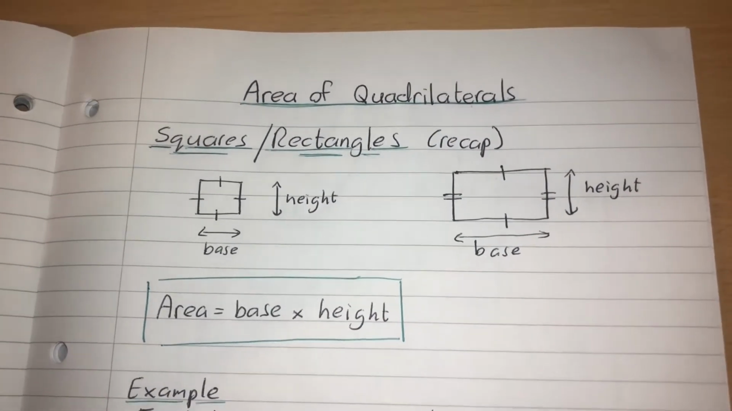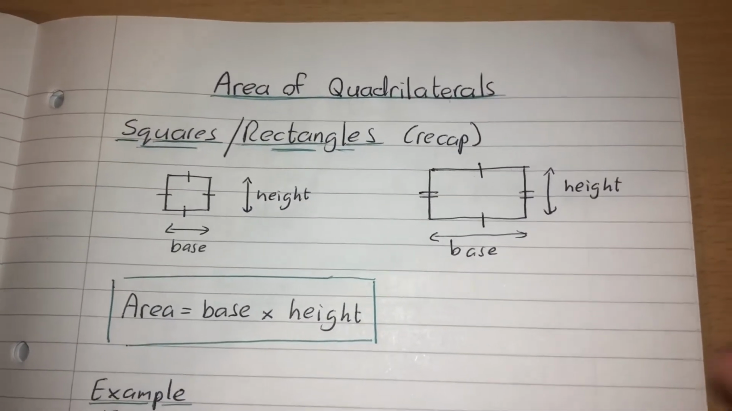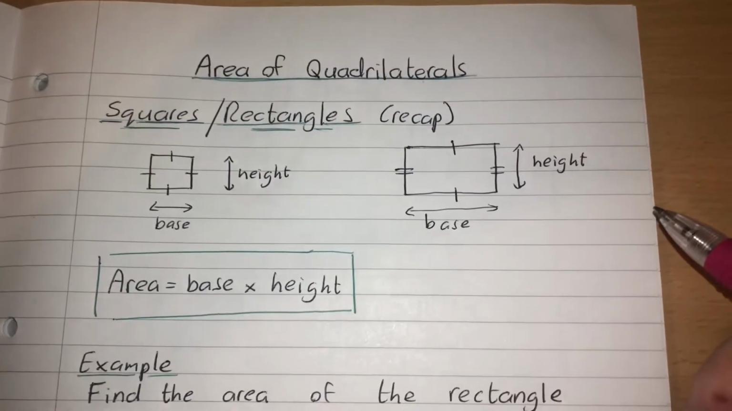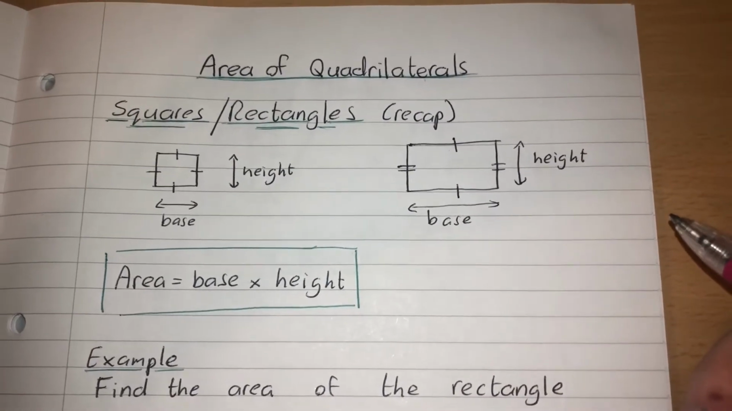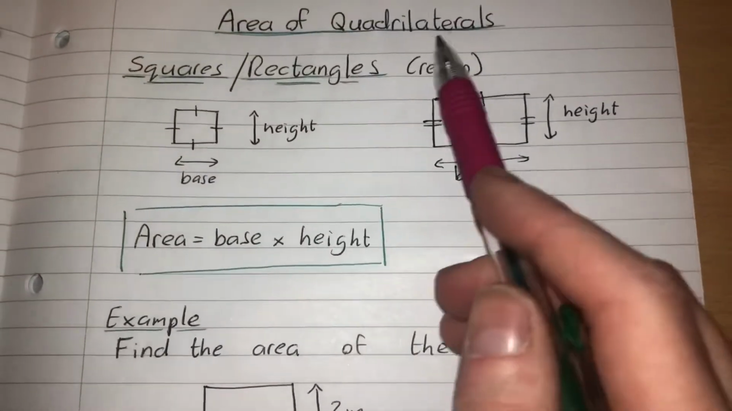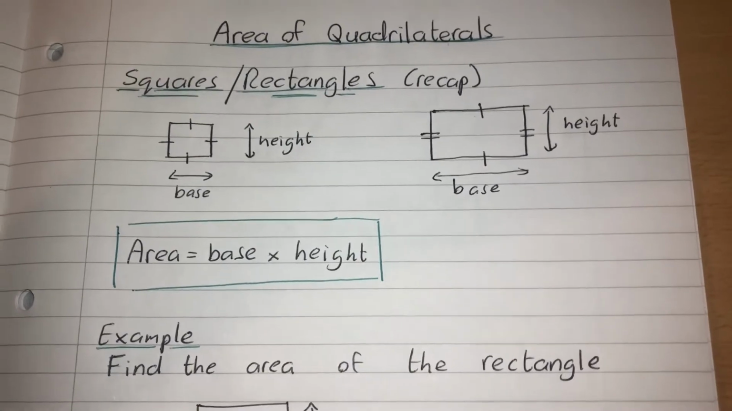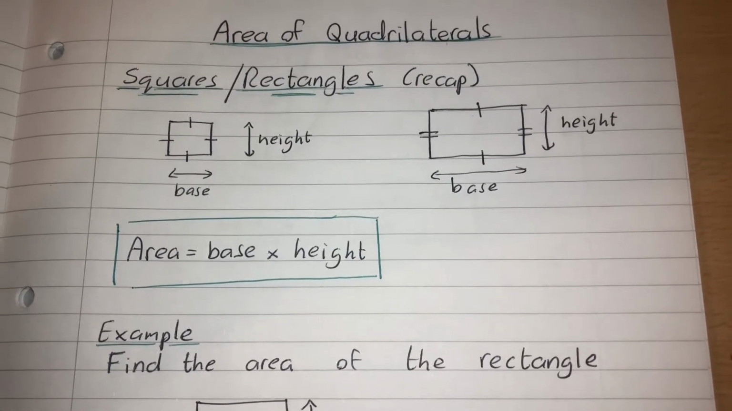So in the previous video, and again make sure to watch that if you haven't already, we looked at how we found the area of squares, rectangles and triangles. So again, because we're looking at quadrilaterals, we'll do a quick recap on squares and rectangles. The area, if you remember, is quite simply defined as the space inside a shape.